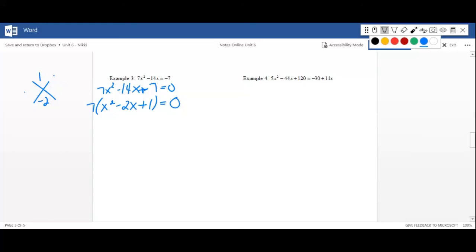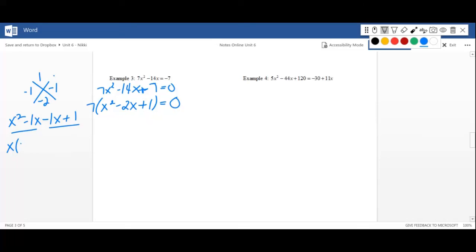So two numbers that multiply to 1 but add to -2. Two negative ones will get that job done. So rewriting just the trinomial, I'm going to ignore the 7 for a minute. We'll come back to that. But x squared minus 1x minus 1x plus 1. And then we'll do our grouping technique.